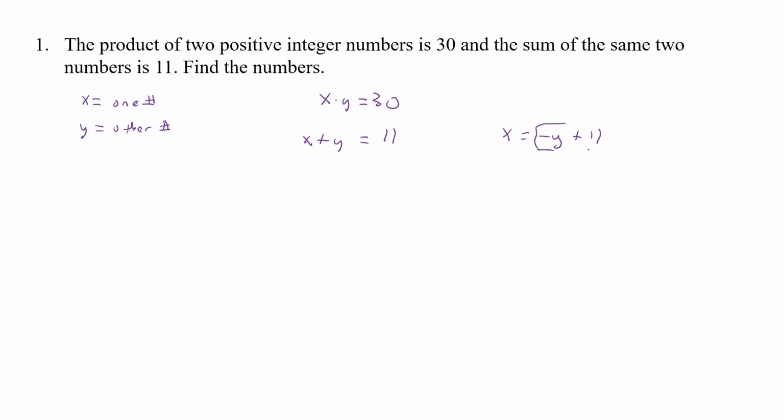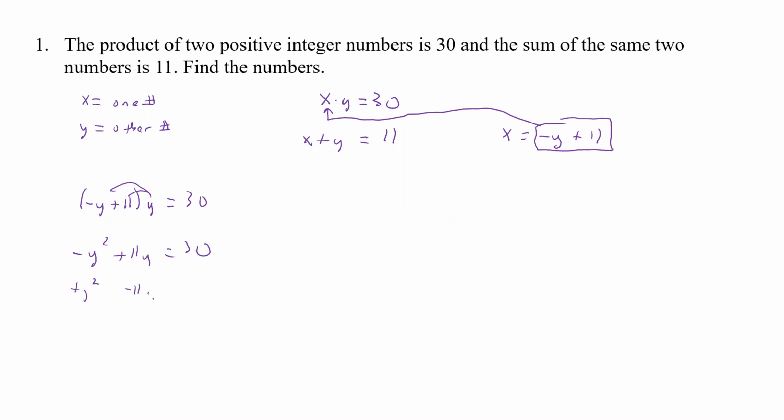And so then I'm going to take this piece here, and I'm going to plug it back into my original equation for x, and I get negative y plus 11 times y is equal to 30. Now I'm going to rainbow and multiply both things. So that's a minus y squared plus 11y equals 30. Now I'm going to take everything to the right side, so I end up with a positive y squared. So I'm going to add y squared, subtract 11y. So on the left I get 0, then I get y squared minus 11y plus 30. Okay. Now I have to factor this.